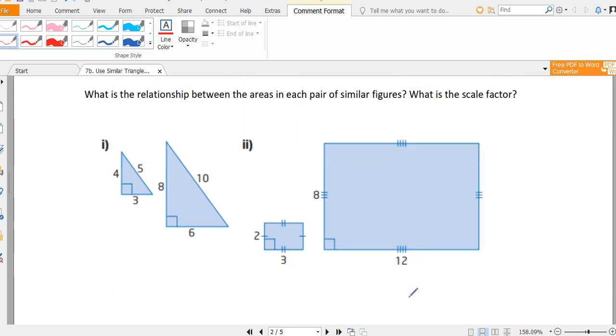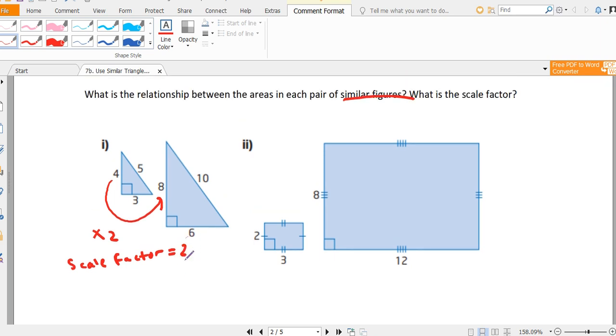What is the relationship between the areas in each pair of similar figures? So the fact that I've told you they're similar means that the ratios are the same. Okay? So in this case, let's see. I know from 4 to 8, I need to multiply by 2, right? From 3 to 6, again by 2, 5 to 10, by 2. So I know my scale factor is 2. Scale factor equals 2.